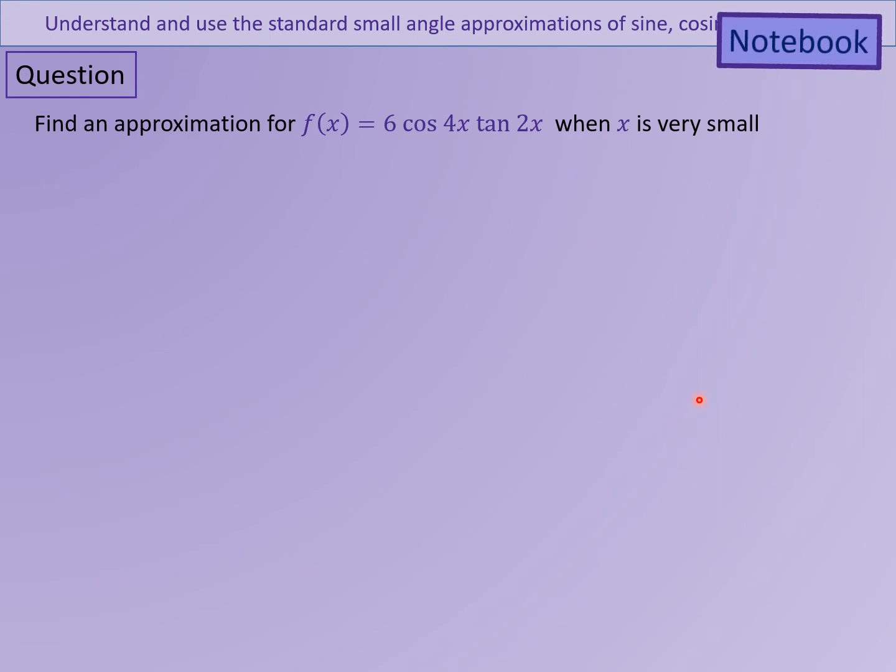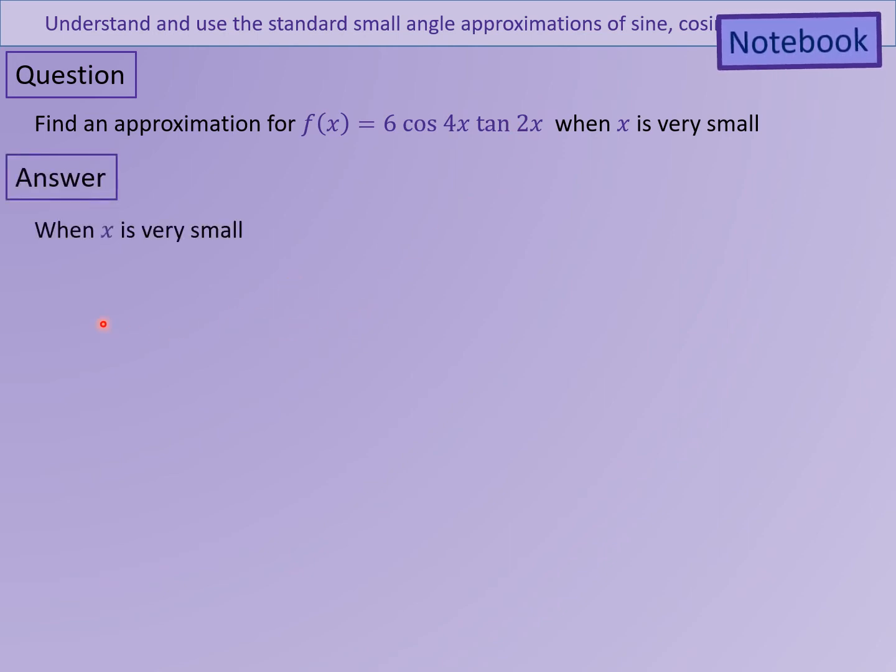So if I want to find an approximation for f of x equals 6 lots of 4x tan 2x, where x is very small. So the examiner's giving you that hint. That's what you're looking for. x is very small. The angles are very small. Now, because he's telling you it's very small, you've got your formula books. You'd make sure you've got the right formulas and you'd use this.